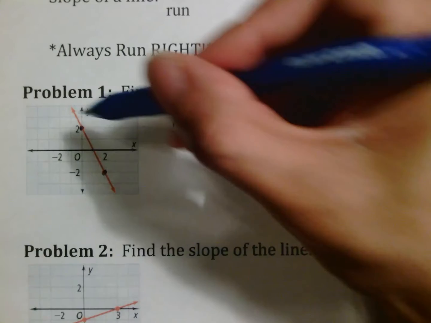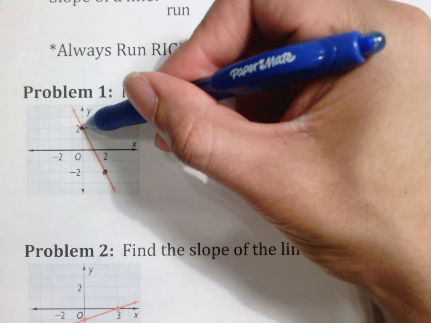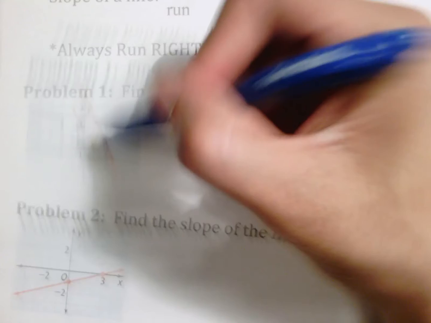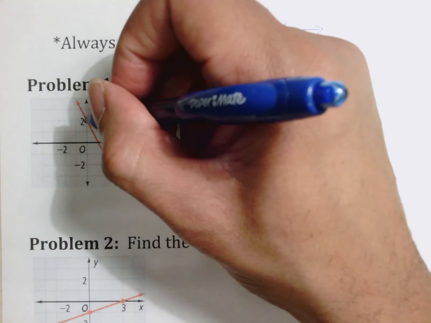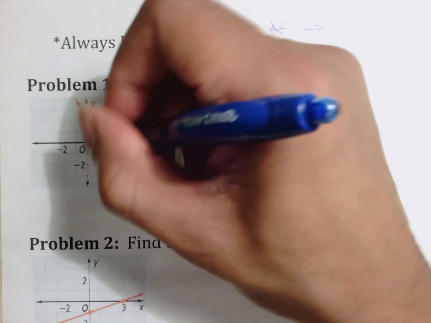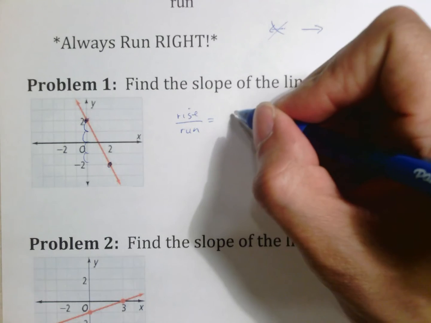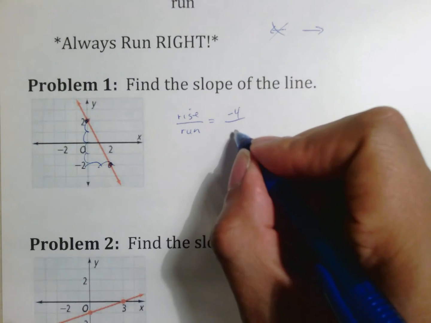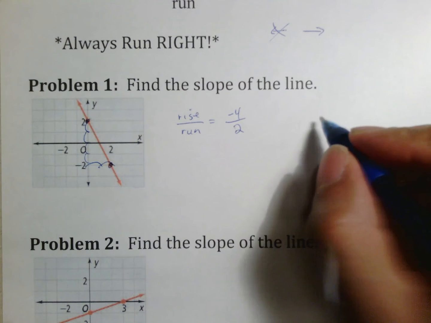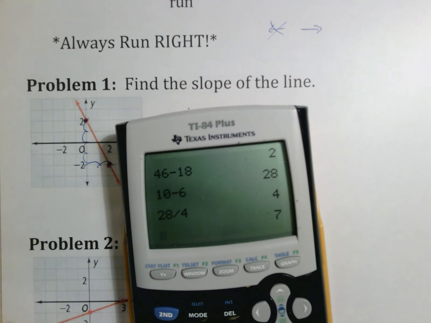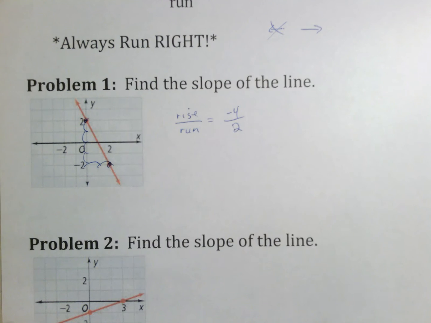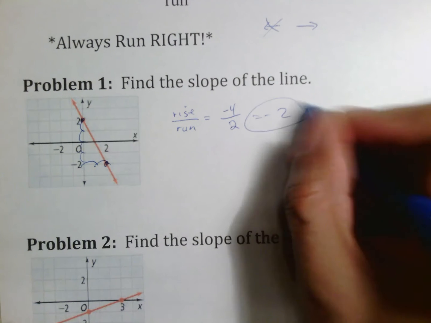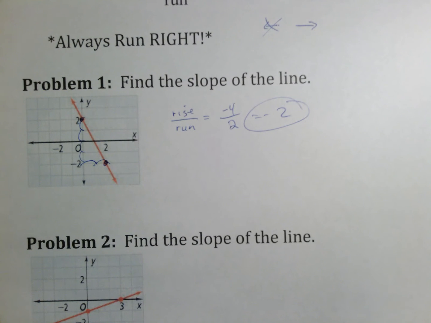And so you start from the left point. Always start from the left point and count how far down or up you have to go to get to the second point. Well, based off of what I have here, it takes 1, 2, 3, 4 jumps down, and 4 jumps down is -4. And it takes 1, 2 jumps to the right. Notice we always run right. And then you take -4 over 2 and divide them, and you get the slope of -2. It's that easy. You simply have to find the 2 dots, count what your rise is, count what your run is, and go from there.